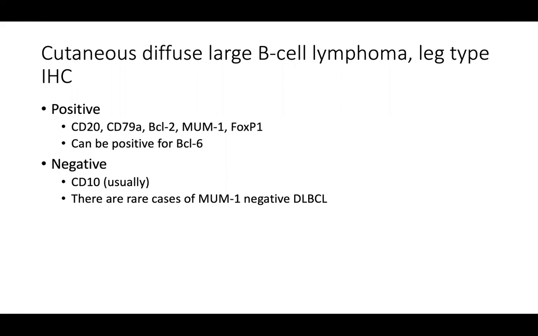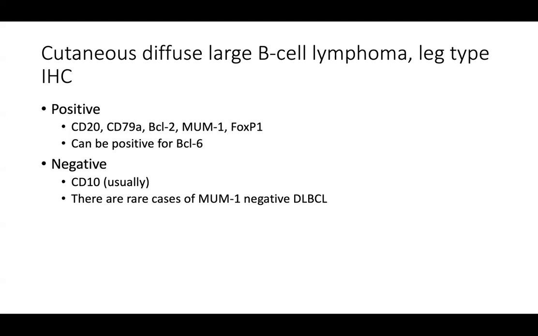FOXP1 can also be positive, and you can see diffuse positivity for BCL6 too. So this becomes very difficult when you start having BCL6 positive, MUM1 positive. I would say that if you've got MUM1 positive and histologically these are diffuse large B cells, then you're going to be able to feel more confident making the diagnosis of cutaneous diffuse large B-cell lymphoma leg type. However, while CD10 is usually negative, there are some rare cases of MUM1 negativity with diffuse large B-cell lymphoma as well. That really comes about by looking at the overall histology, looking at the location clinically, and looking at the molecular results.